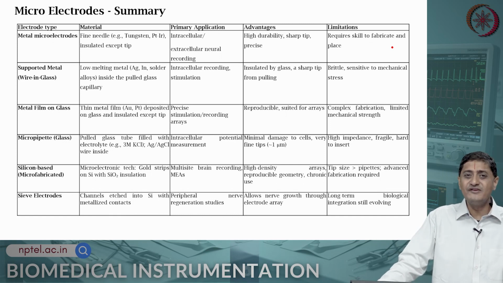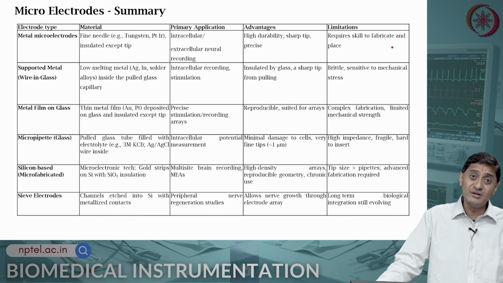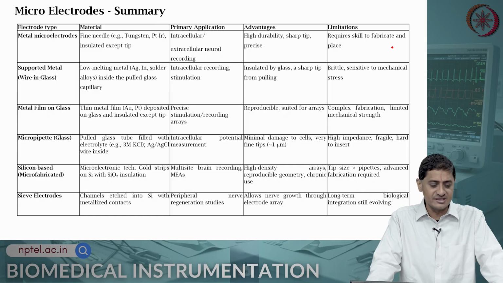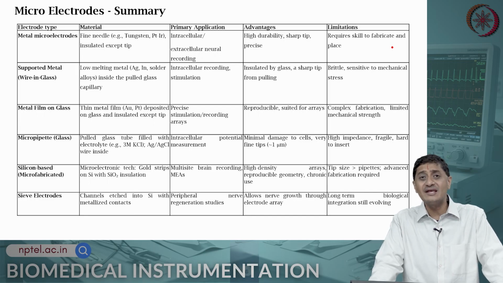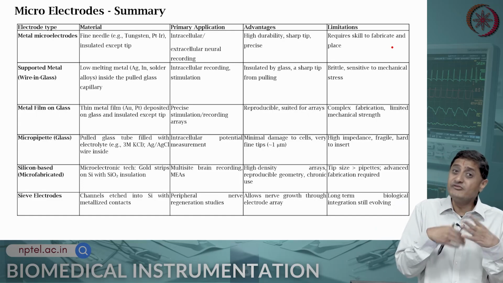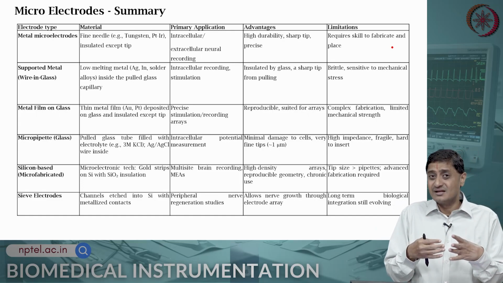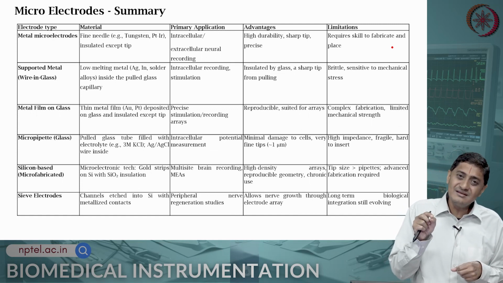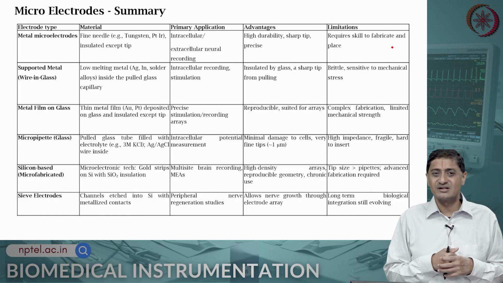Then you have metal film on glass. In this case, a thin film is coated or deposited on the glass and then insulated everywhere except the tip, right? In this case, you have precise stimulation or recording arrays. This is suitable for arrays, right? These are reproducible and suitable for arrays. The problem with this is that the fabrication is complex. I have a glass substrate on which I am depositing. Uniform deposition is one challenge, and mechanical strength is questionable because the inner core is made of glass, right?